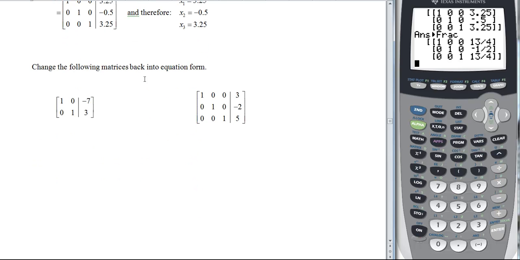Now you need to change the following matrices back into equation form because these are what the majority of our matrices will look like when we use the Gauss Jordan to it. Okay? So this one, x sub 1 would be negative 7 and x sub 2 would be 3. X sub 1 would be 3, x sub 2 would be negative 2, and x sub 3 should be 5.